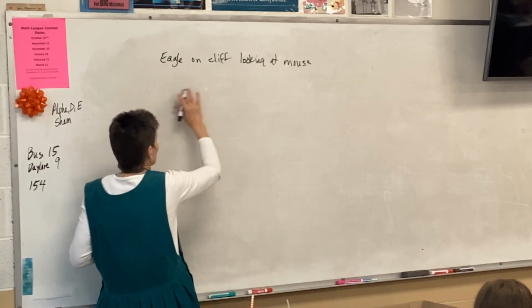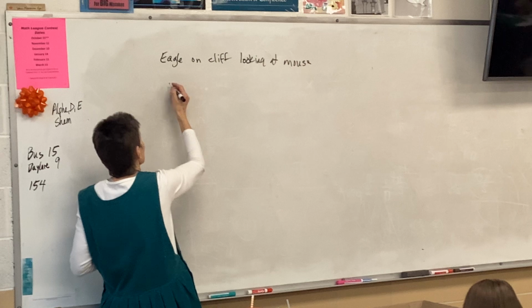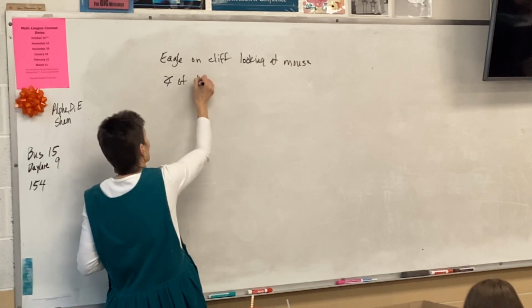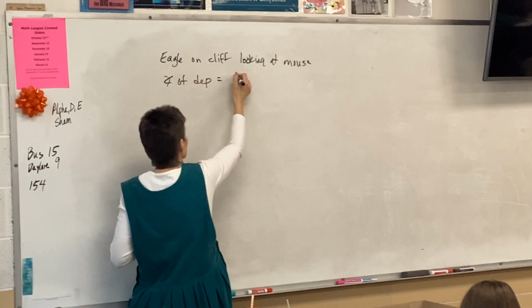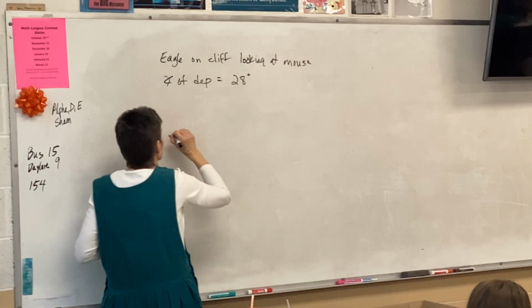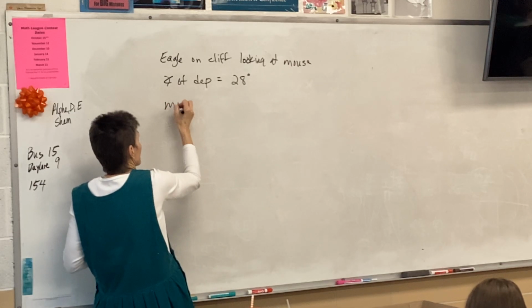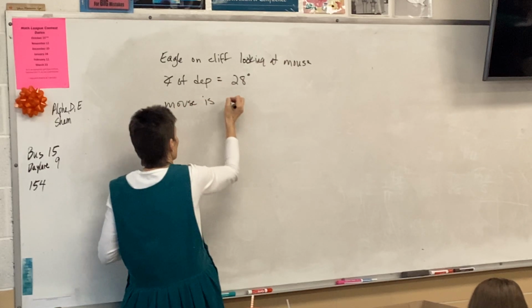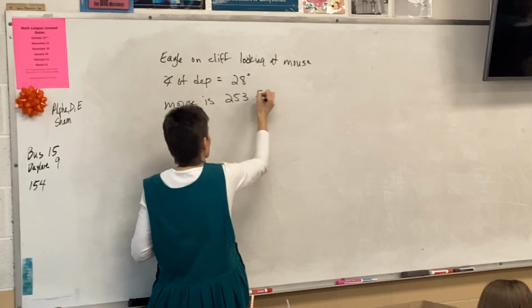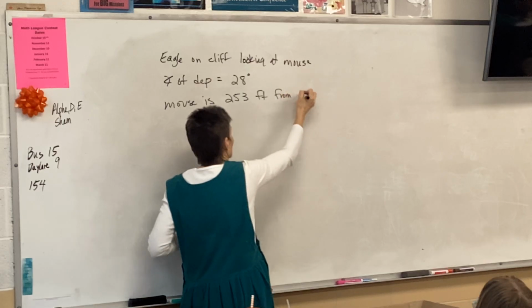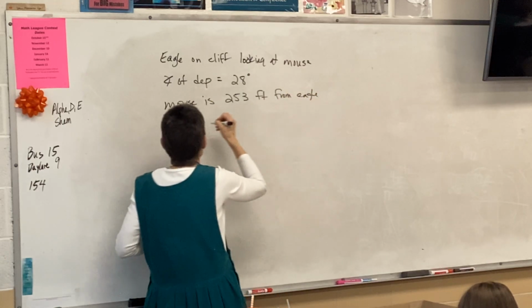All right, so we've got an eagle on a cliff looking down at a mouse. The angle of depression is 28 degrees. The mouse is 253 feet from the eagle. Find the height of the cliff.